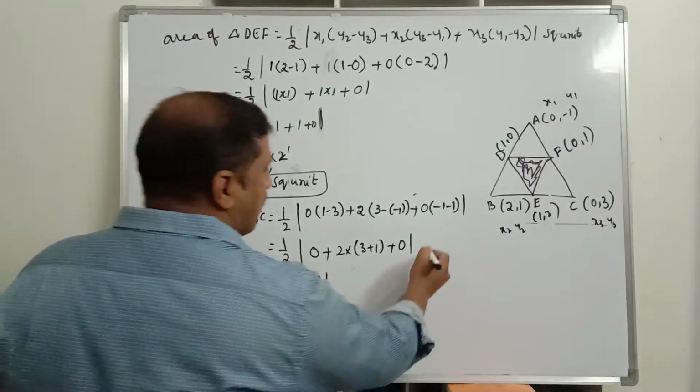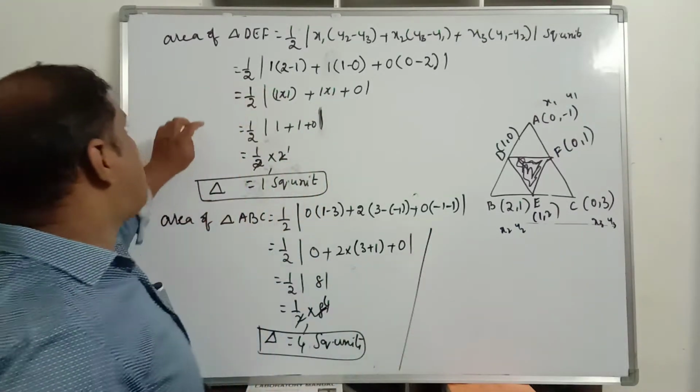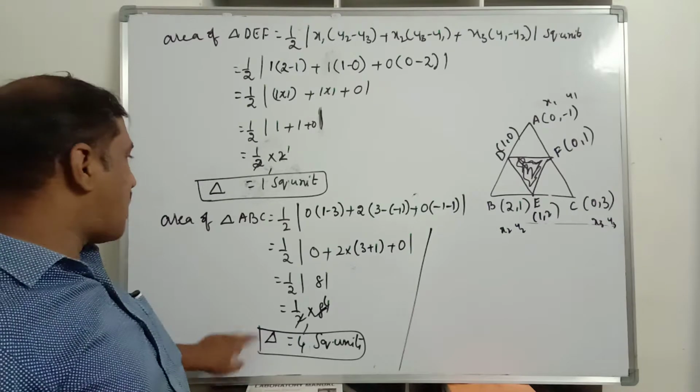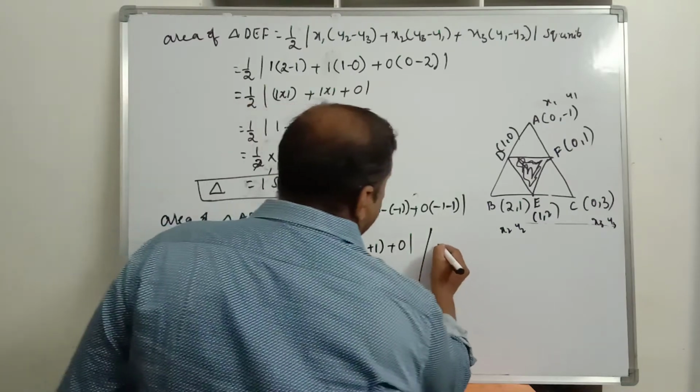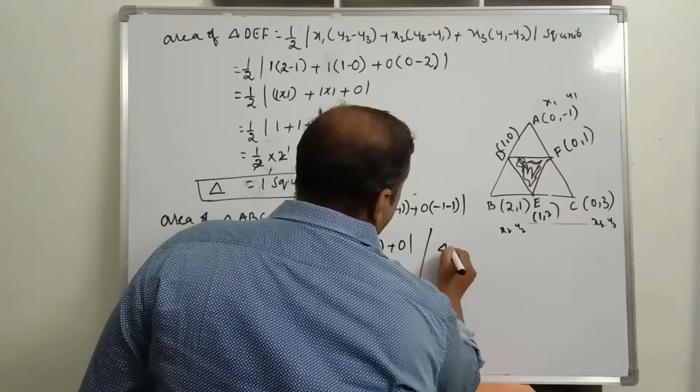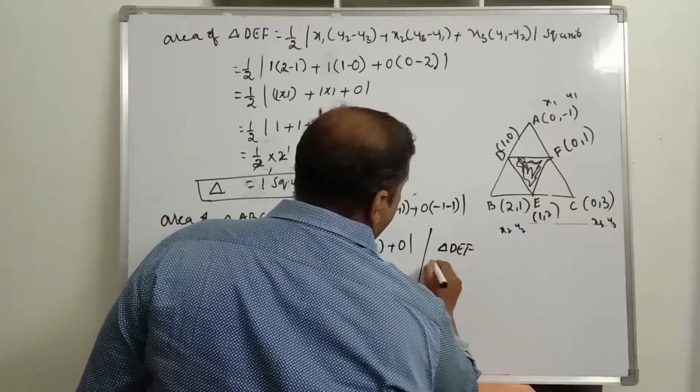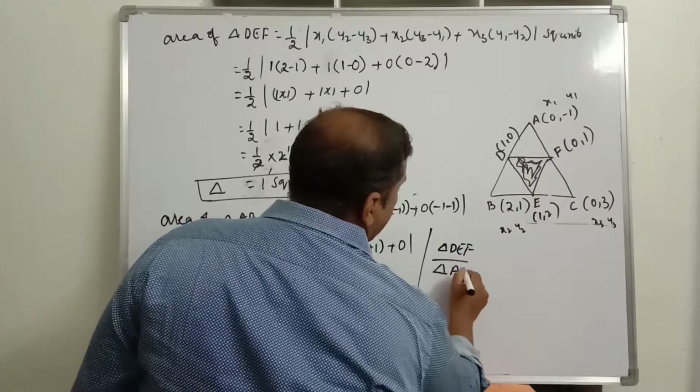Then finally, what you have to find is the ratio of the area of triangle DEF to the area of triangle ABC. That is the area of triangle DEF divided by the area of triangle ABC.